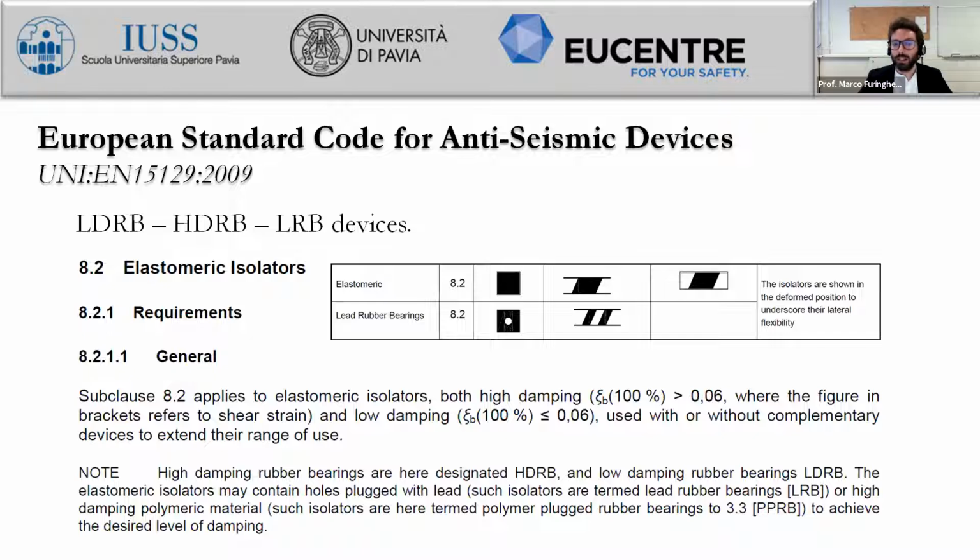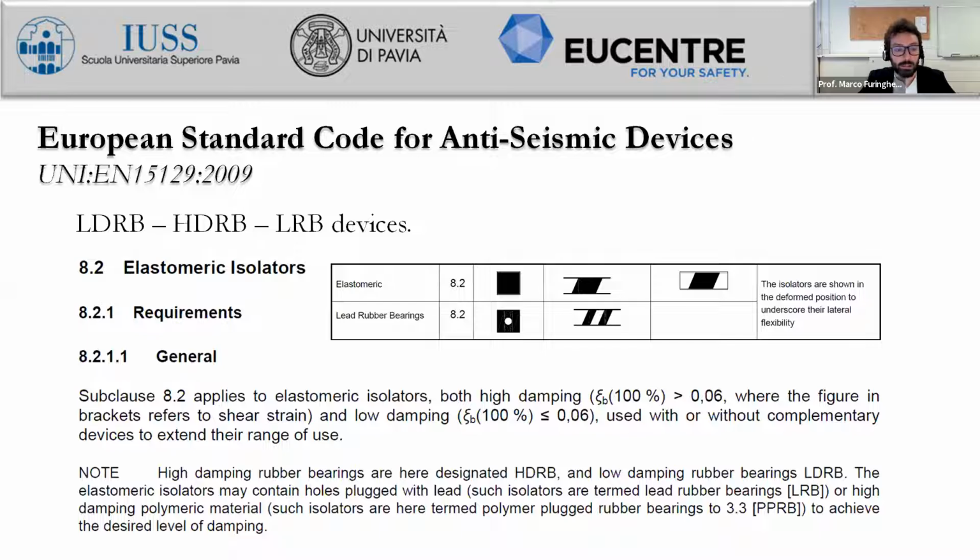So let's start with the first typology ruled by the standard code: the rubber bearings, elastomeric bearings, and with elastomeric bearings, I mean low damping rubber bearings, high damping rubber bearings, and also lead rubber bearings, so also the rubber bearings with the lead core. You see I just provided in this presentation some of the most important paragraphs of the standard code, and there are also definitions for high damping and low damping.